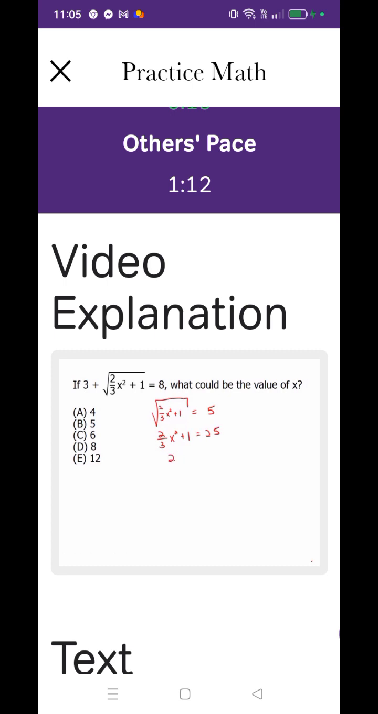Subtract 1, we get 2/3 x squared equals 24. Now the first thing I'm going to do is divide both sides by 2. So 1/3 x squared equals 12. Multiply by 3, x squared equals 36. And so x could be plus or minus 6. No negatives are listed, but c equals 6 is the answer.